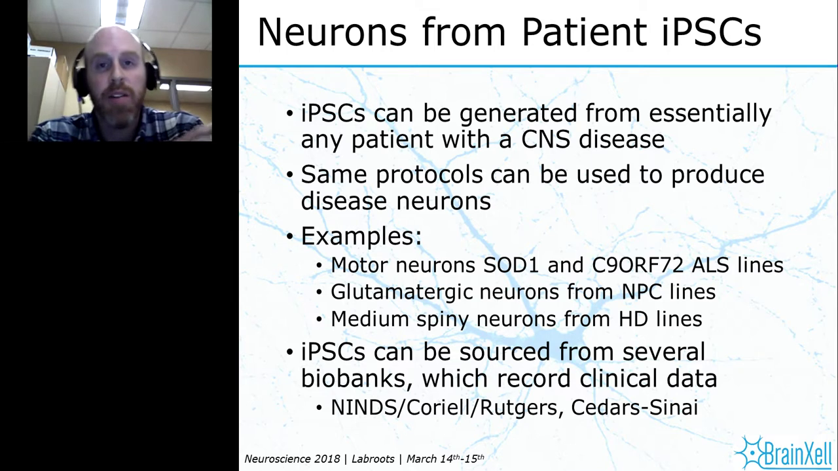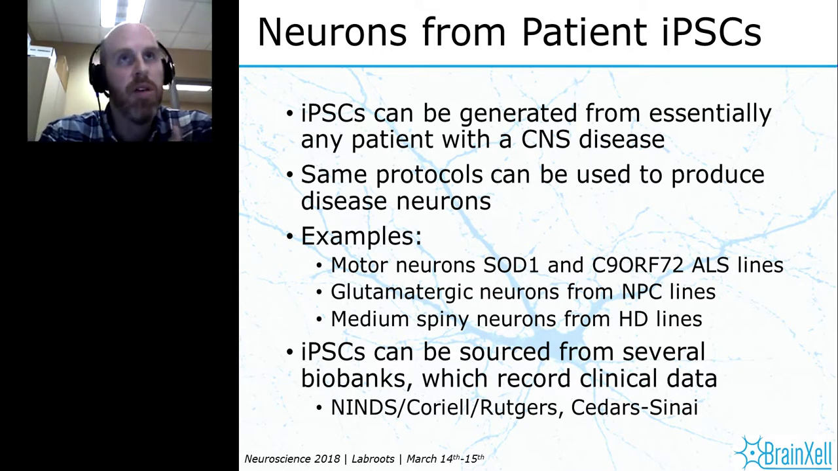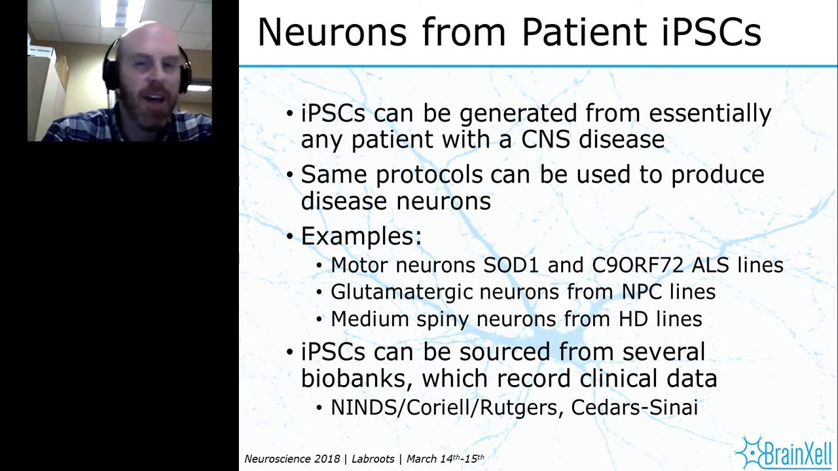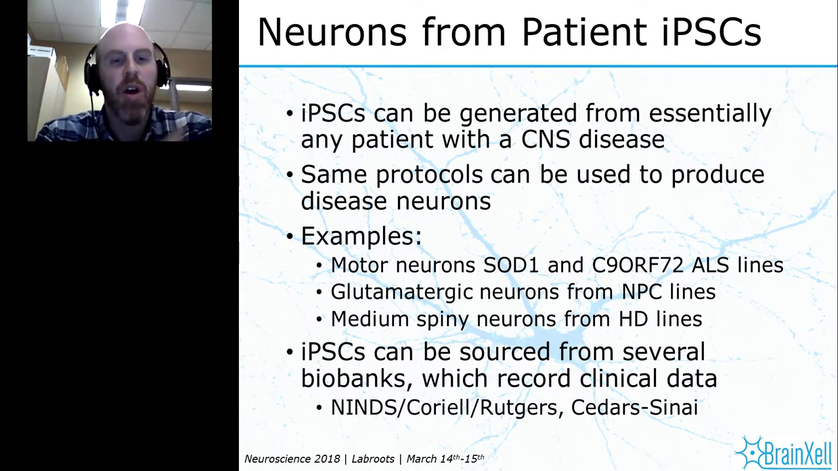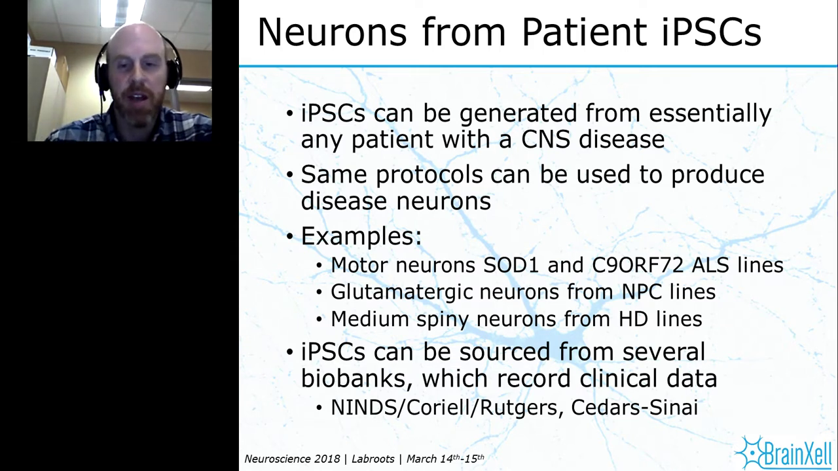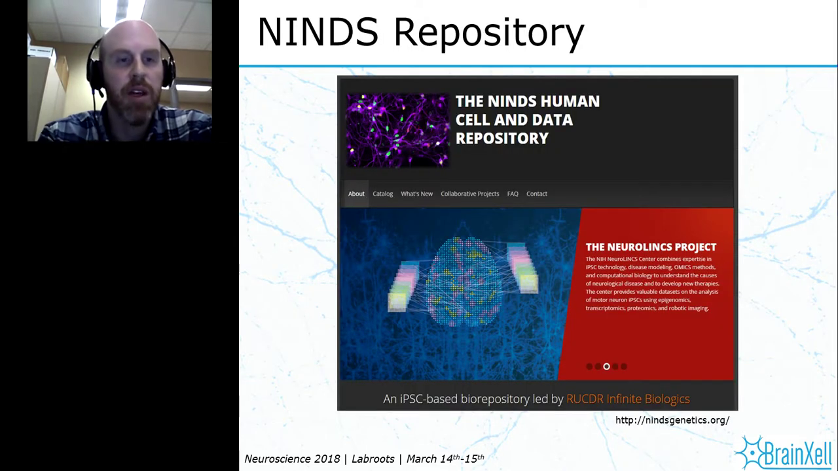Just as a practical guide, if you're out there and you're thinking, oh, this sounds kind of interesting, I'd like to do this, it can be potentially a little bit daunting to figure out where to get the iPSCs. Potentially the lab down the hall has them, but also we've gotten them mostly from biobanks. And so I just wanted to mention a couple here that we've used in the past, and that would be NINDS and Cedars-Sinai.